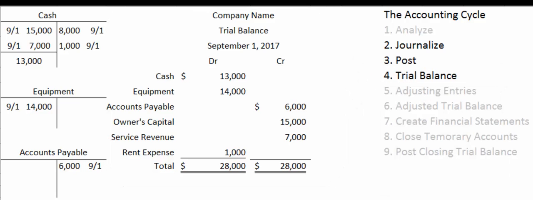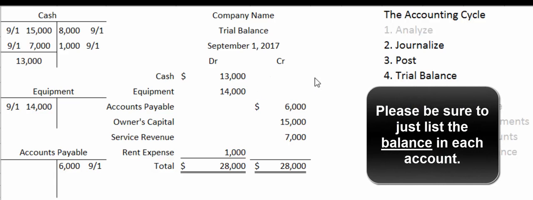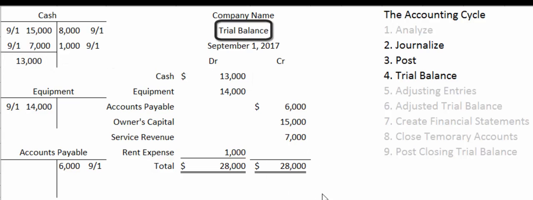And the mistake that students often make the first time they create a trial balance is they would put, say, $22,000 here and $9,000 here for all the debits and credits that are in the cash account. We don't do that. We put the balance in that account. We had $22,000 for the debits. We had $9,000 worth of credits. So we had a $13,000 balance. That's what we put here. So we add up all the debits, we get $28,000. Add up all the credits, we get $28,000.